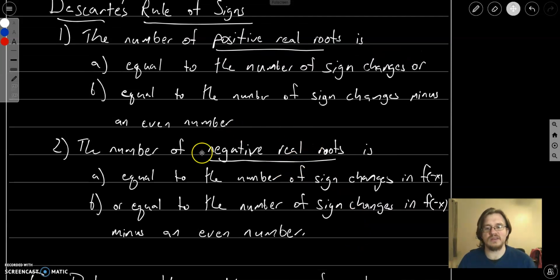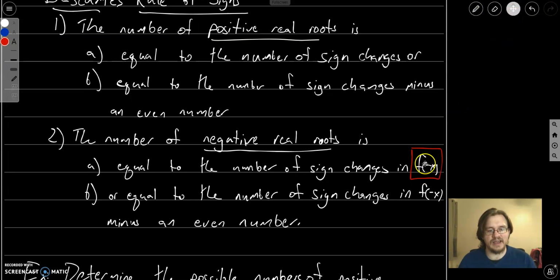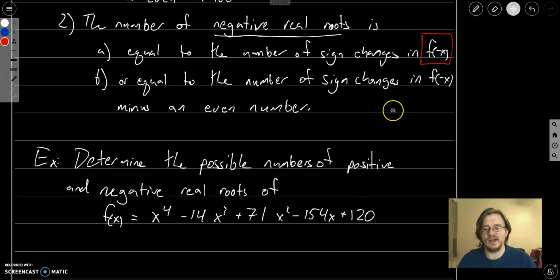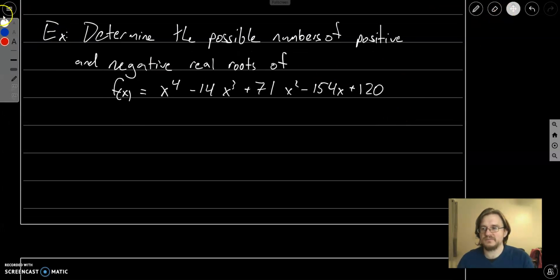The same way with negative numbers, except that we have to look for the sign changes in f of negative x. So there's just that little extra negative sign that pops in, but again, you just count sign changes, and this will tell you how many negative roots there will be, but we also could be off by an even number. So let's go through a quick example of this and we'll finish this section. So determine the possible number of positive roots and negative roots.